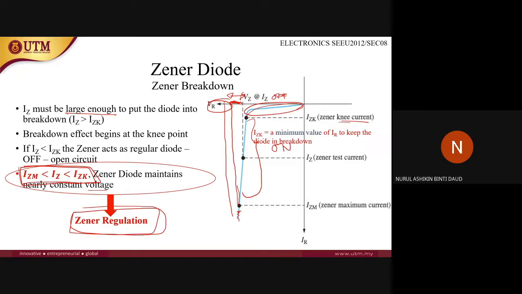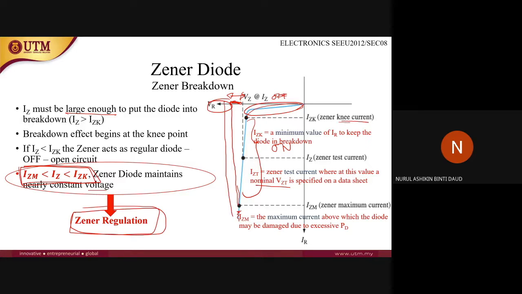So IZK, what is IZK? IZK is the minimum value for IR, which is the reverse current, to keep the diode in the breakdown region. And then IZT. IZT represents the Zener test current, where at this value, a nominal VZT, the Zener test voltage, is specified on a data sheet. And then IZM is the maximum current above which the diode may be damaged due to excessive power dissipation.